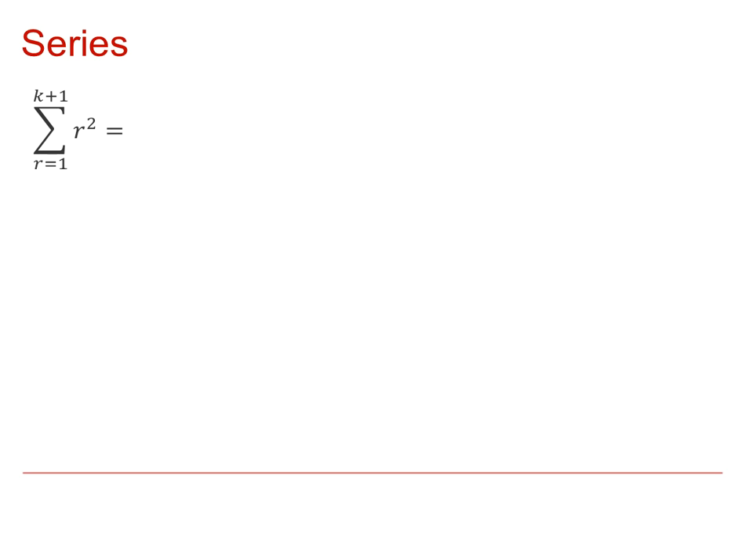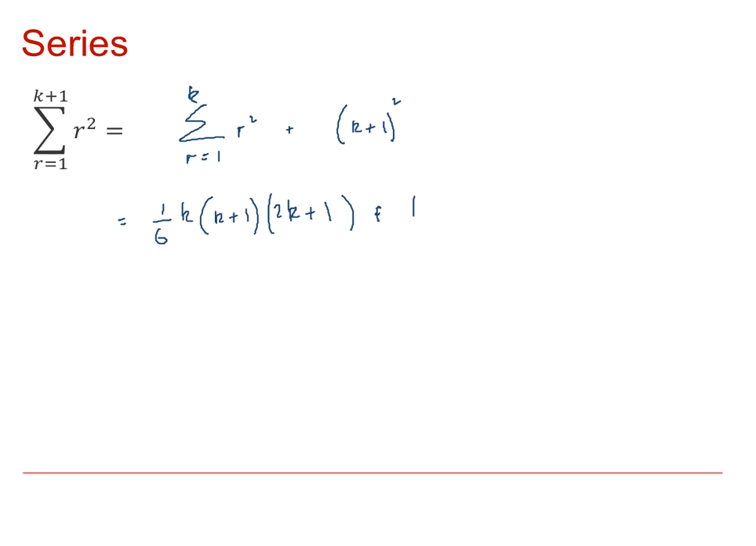Let's look at the expression for sigma r squared from r equals 1 up to k plus 1. With anything like this, we can always write it as the sum from r equal to 1 up to k of r squared, plus the next term, and the next term is k plus 1 squared. But we're assuming that we have a formula for sigma r squared up to k, equal to 1/6 k, k plus 1, 2k plus 1. And then we've got plus k plus 1 squared.